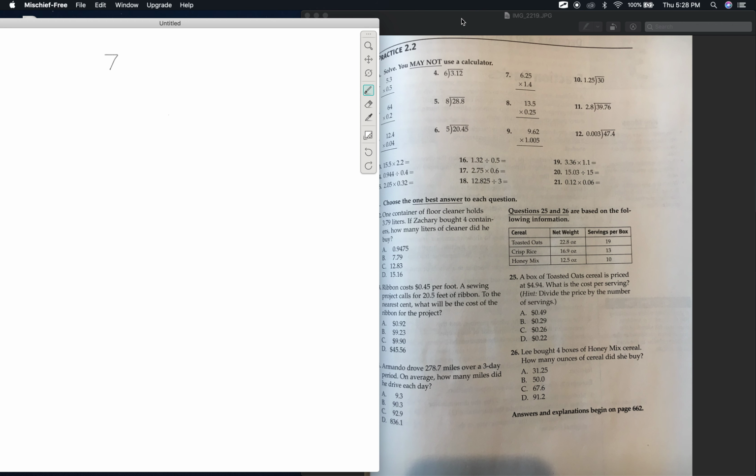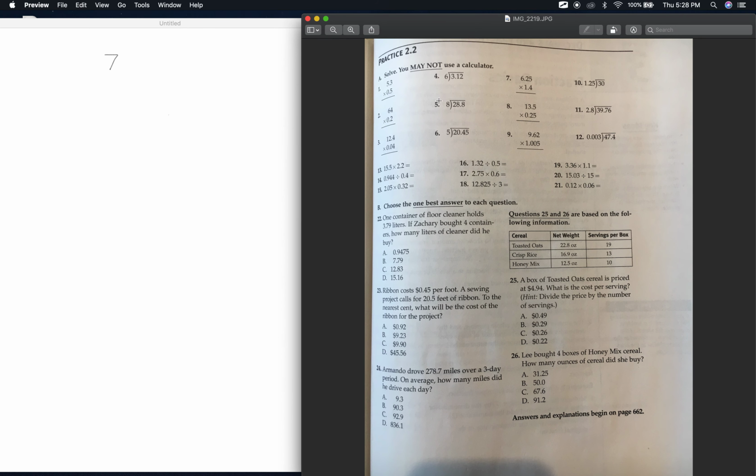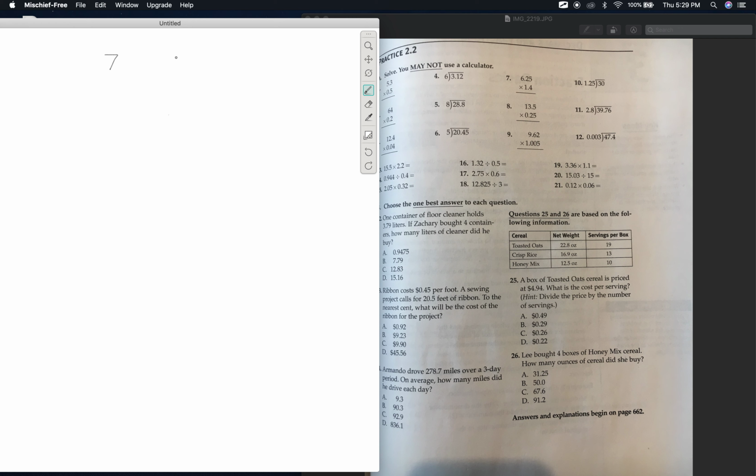Okay, let's do a division problem now. Let's do one with a whole number, I guess. We're doing number 4, by the way, 3.12 divided by 6. So we leave this here because it's the whole number. When it's a whole number there, you just leave this. This will go directly up here. We could even put it here now if we want.